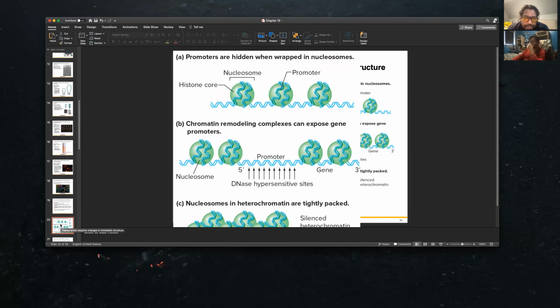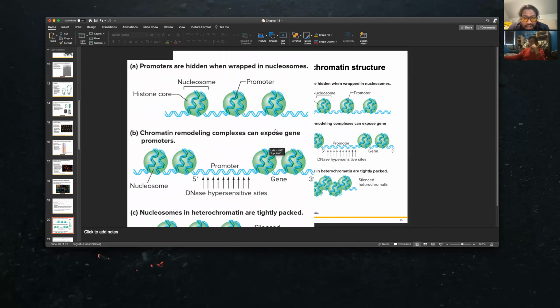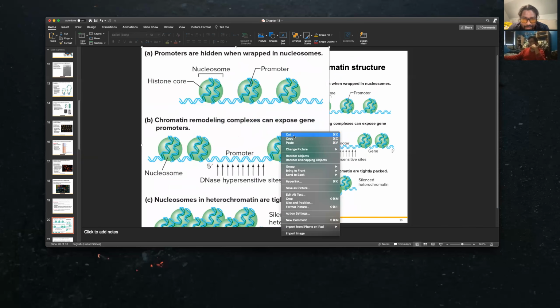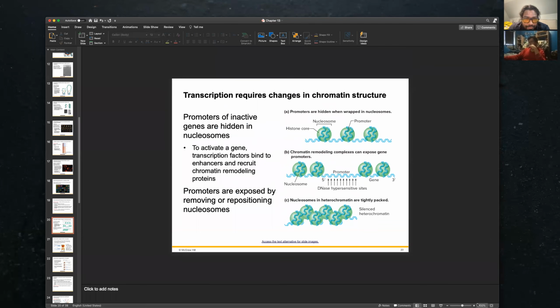Promoters are hidden when they're wrapped in nucleosomes. So you have your nucleosome there, and the promoter is wrapped around it, so there's no way for a polymerase to attach to it. I think the real one is underneath, but that one is just larger for some reason because it's there in the back.